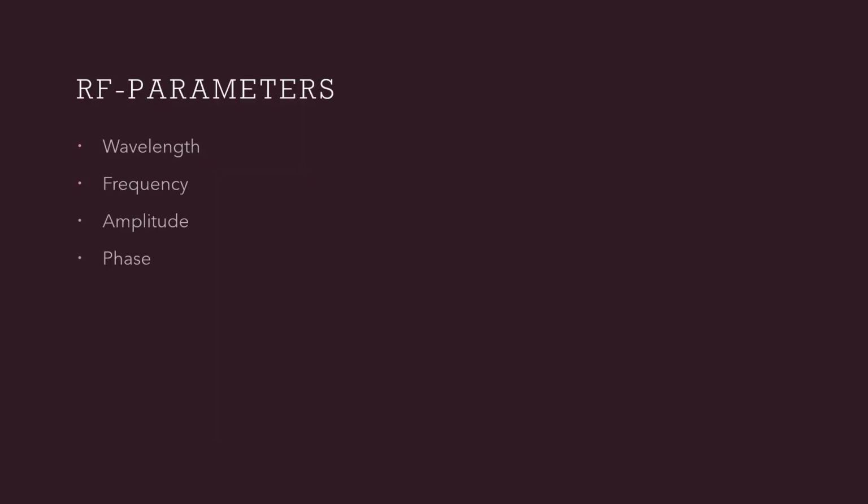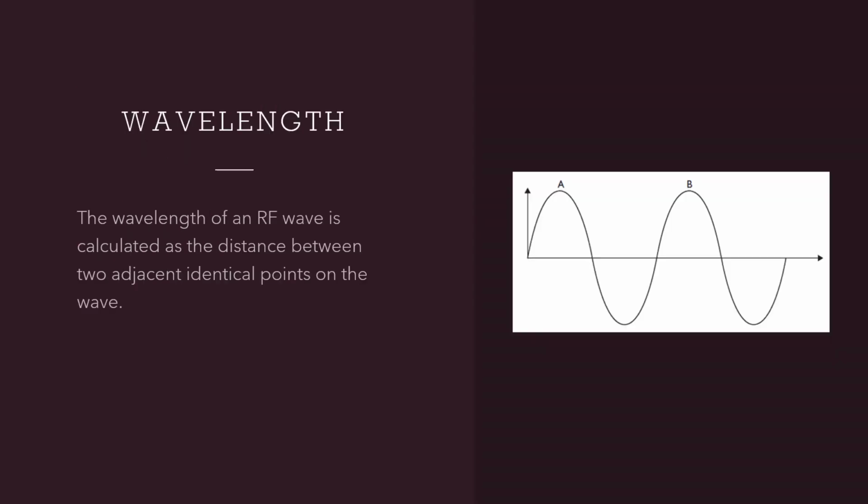We are now going to look into some of the important RF parameters. There are four things which I listed here which are considered as important RF parameters. Number one is wavelength, two is the frequency of a wave, the third is amplitude, and the fourth is phase. We will look at each one of them and see what they are.